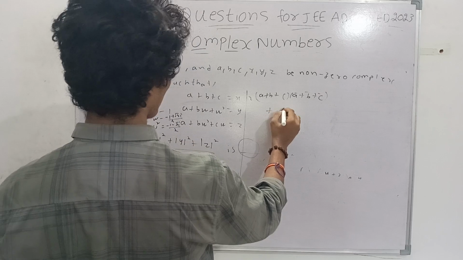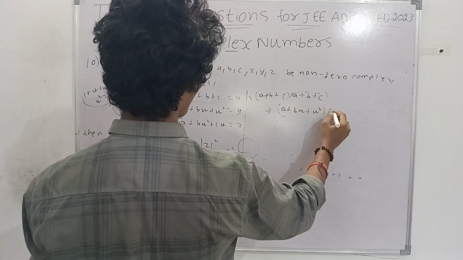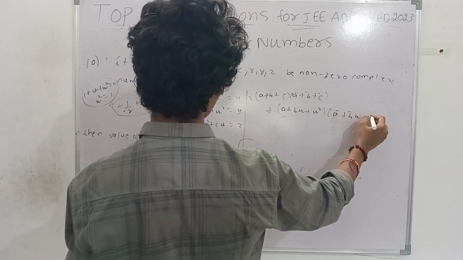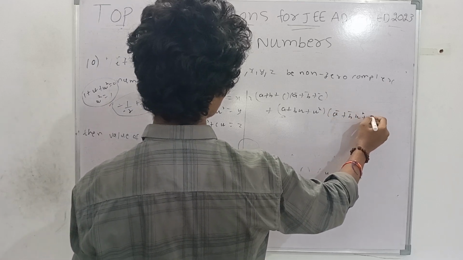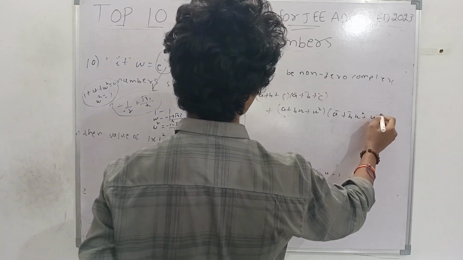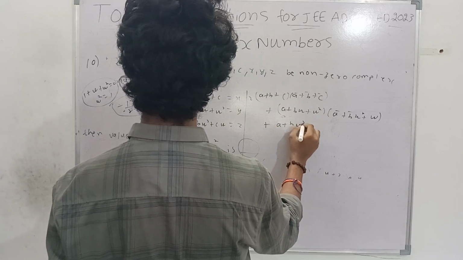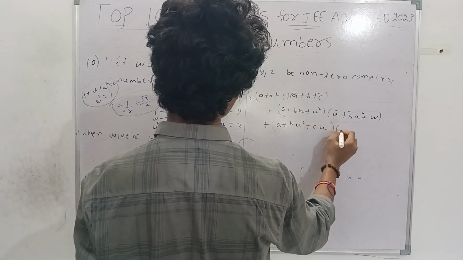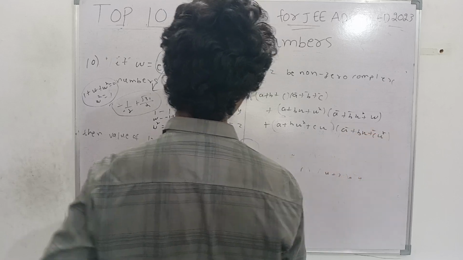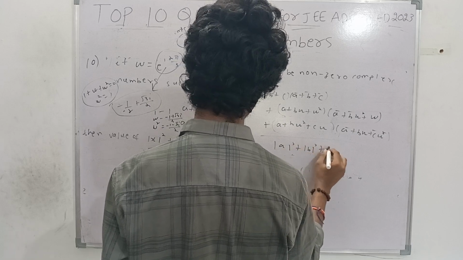And what is y? a plus b omega plus c omega square. And what is y bar? That is a bar plus b bar omega square plus c bar omega. And what is z? a plus b omega square plus c omega, into its conjugate a bar plus b bar omega plus c bar omega square. This thing is divided by mod a square plus mod b square plus mod c square.